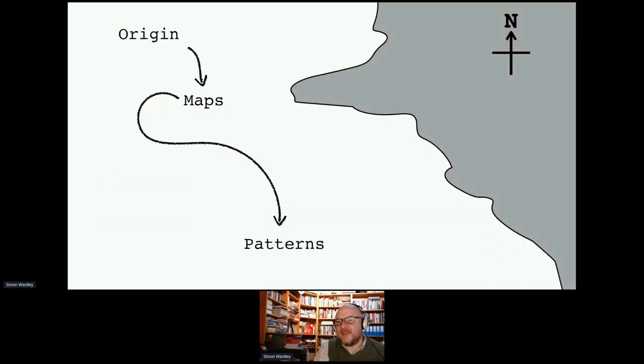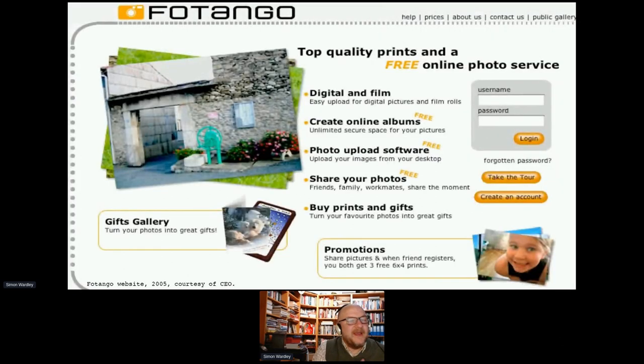Okay, so I'm going to talk about the origin of how I got into mapping. Then I'm going to talk about maps. I'm going to talk about patterns, which will take me into the whole space of research. For me, this is a bit of a long journey. I started this back in 2004, 2005, when my interest in mapping started.